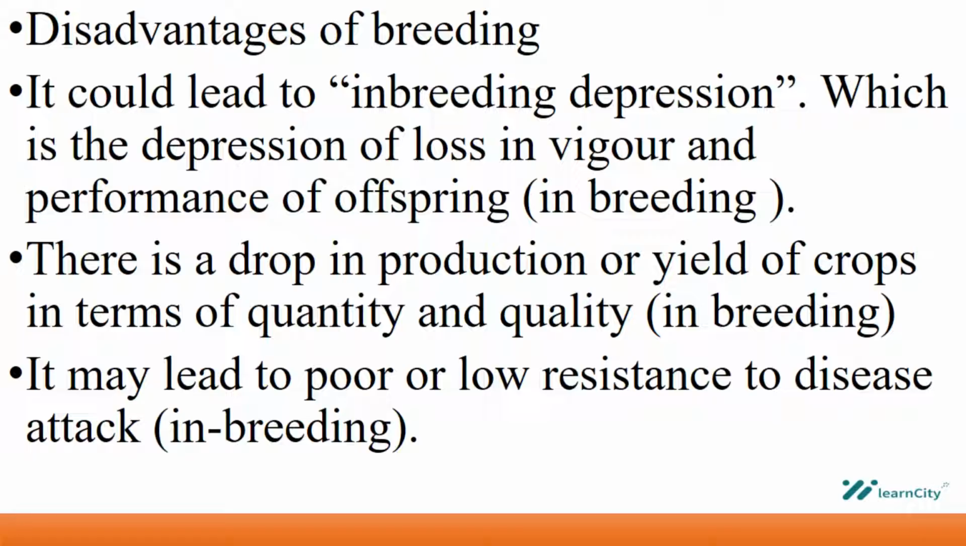What are the disadvantages of breeding? It could lead to inbreeding depression, which is the loss in vigor and performance of offsprings. There is a drop in production or yield of crops in terms of quantity and quality. That's also in inbreeding. It may lead to poor or low resistance to disease attack. When you keep using the same thing in and out, it will have a low resistance to disease.